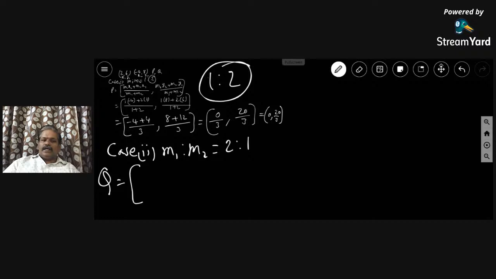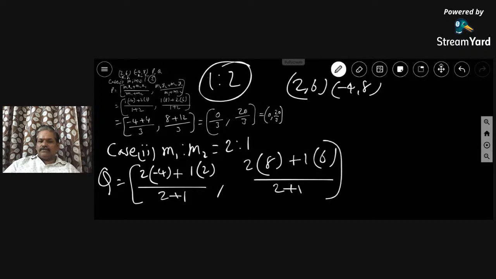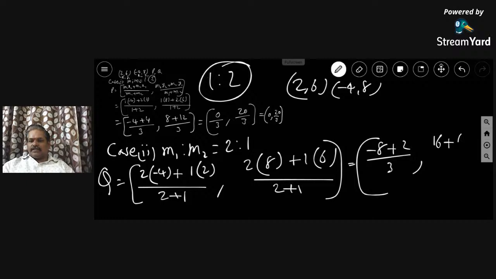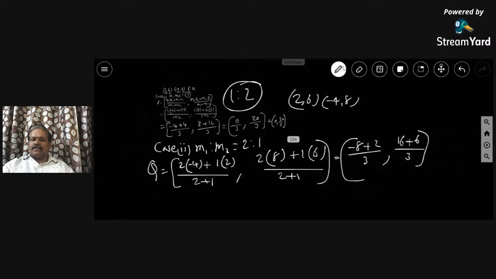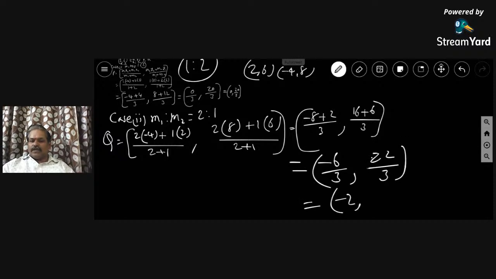So Q is equal to M1x2. M1 is 2. 2 into, the values are 2 comma 6 minus 4 comma 8. 2 into x2 is minus 4, 1 into 2 by 2 plus 1. 2 into 8 plus 1 into 6 by 2 plus 1. That is minus 8 plus 2 by 3, 16 plus 6 by 3. And we simplify, we get minus 6 by 3, 22 by 3. That is minus 2 comma 22 by 3. So these are the two values we got.